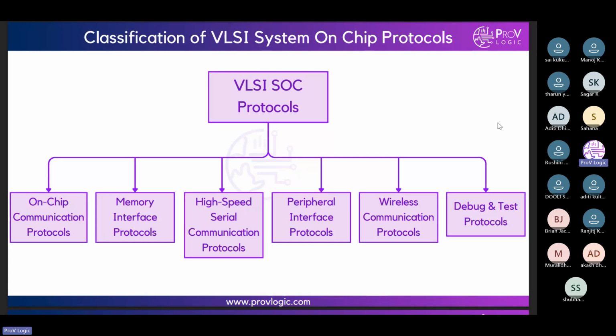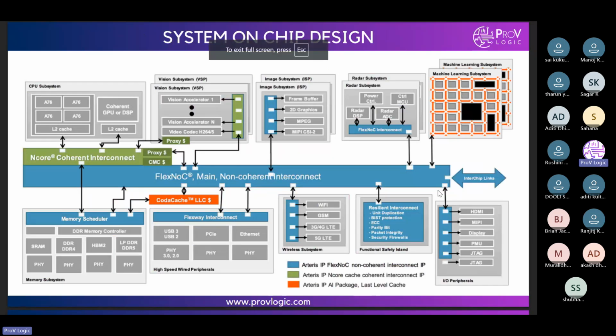Okay. So first of all, if you see here, on-chip communication protocols are nothing but protocols that handle the data transfer between blocks within an SOC. Suppose the SOC is here, with the blue color interconnects. All these blue color interconnects come under on-chip communication protocol.